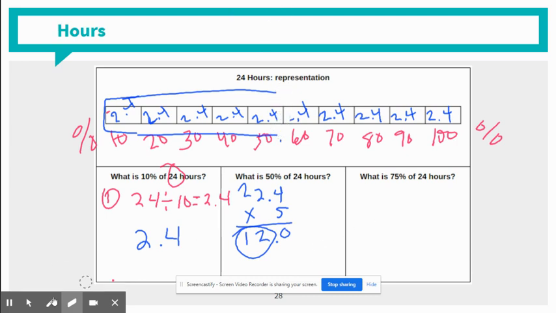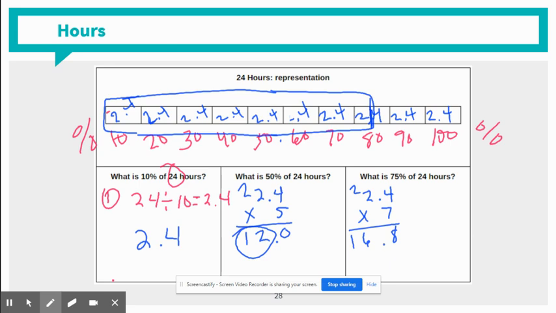All right, I'll go to the next one. What is 75% of 24 hours? So half of 80 is 75. Draw the line right there. Now, how many full 2.4s do I have? 1, 2, 3, 4, 5, 6, 7. So I'm going to do that first. Add up 2.4 seven times or multiply it.